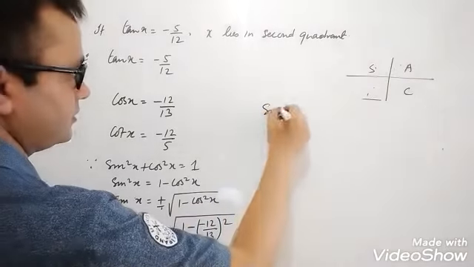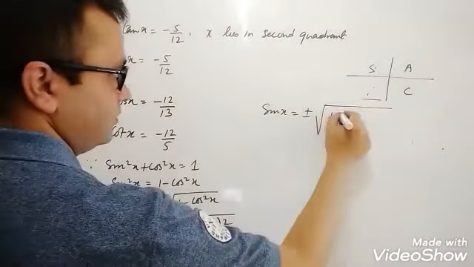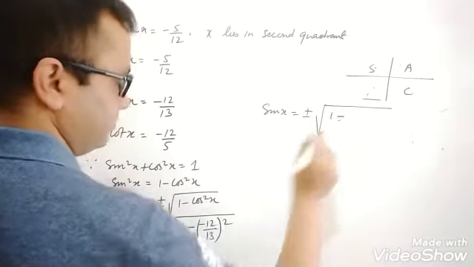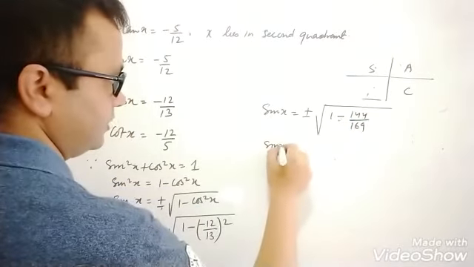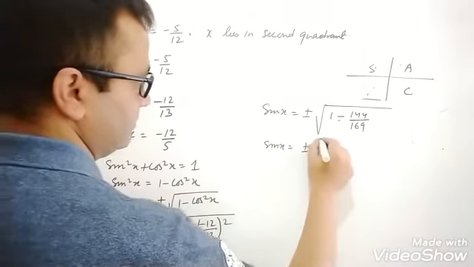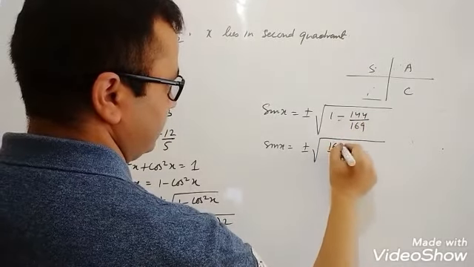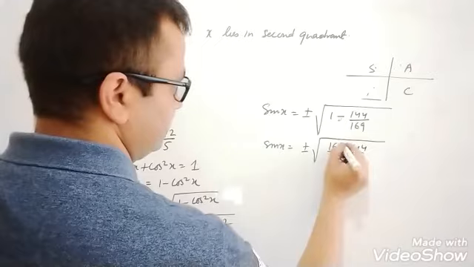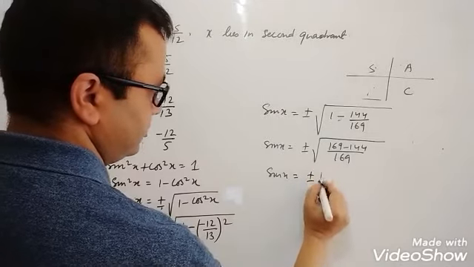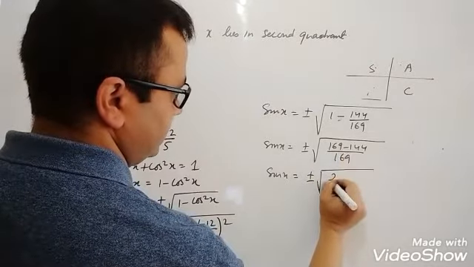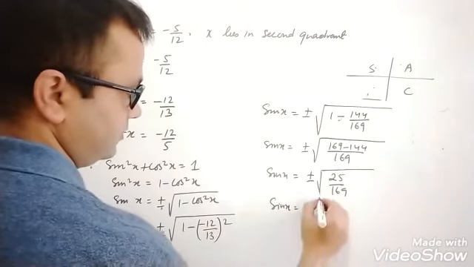So sin square x. Sin x equals plus minus root over 1 minus the square of 12 by 13, that is 144 divided by 169. Sin x equals plus minus root over 169 minus 144 by 169. Sin x equals plus minus root over 25 by 169. Sin x equals plus minus 5 by 13.